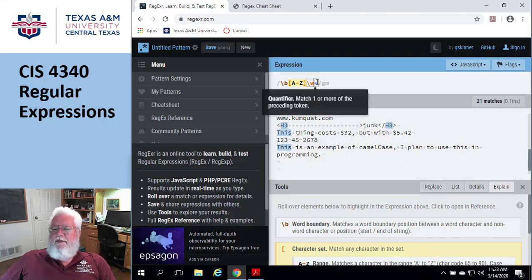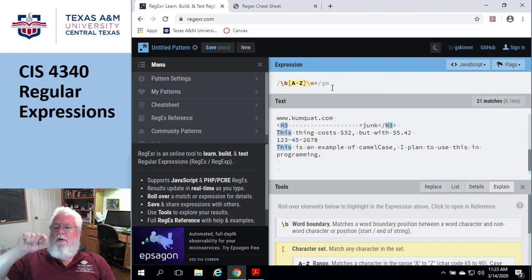Yeah, remember this guy? This means one or more of the preceding character, which means a word character. So if I did asterisk, that means that I have a word that starts with a capital letter, but I don't necessarily have to have any word characters after it, because the letter A and I could be used as a capital letter, right? And technically that's a capital word that starts with a capital letter, right? Okay, cool.